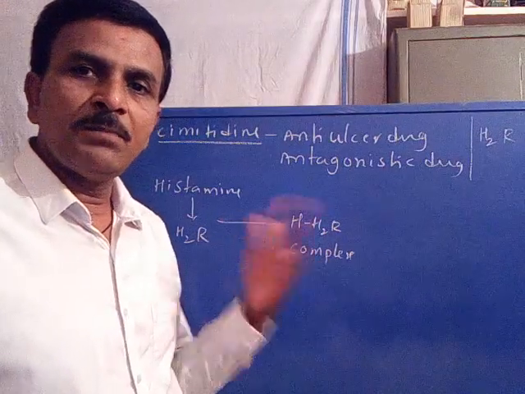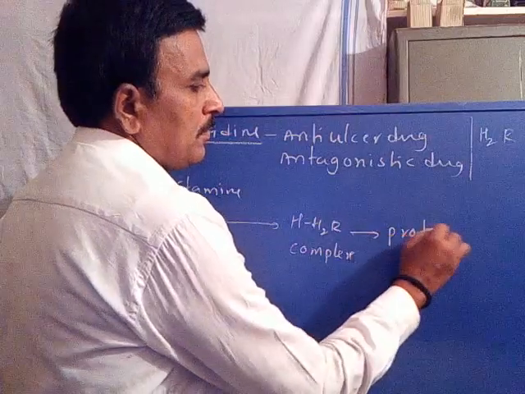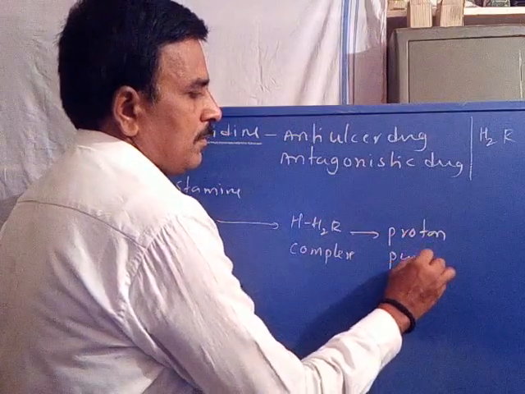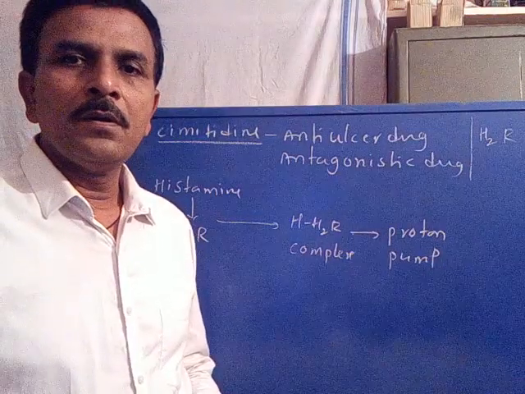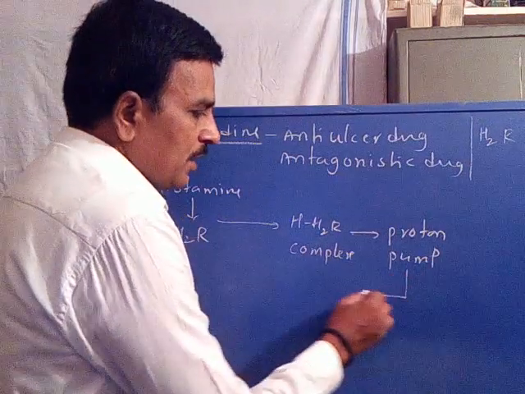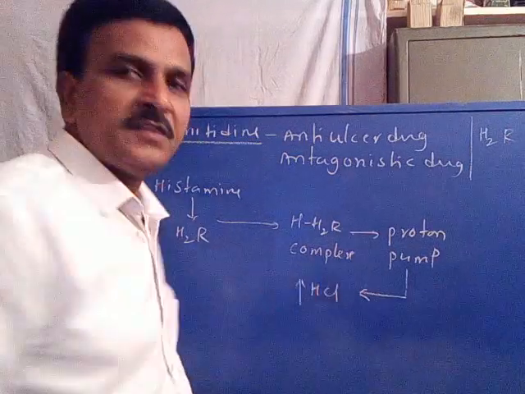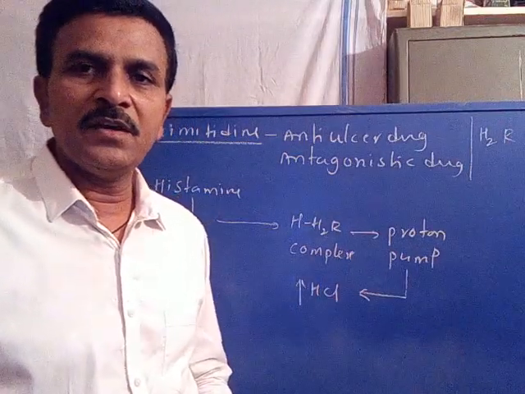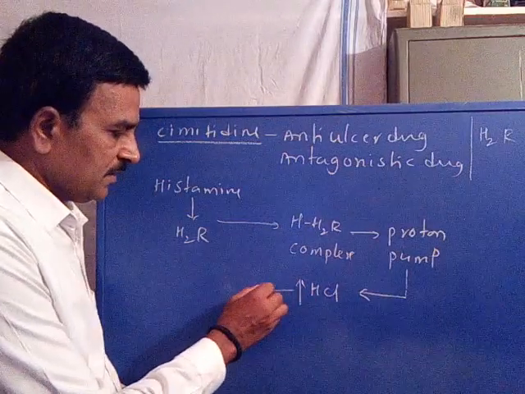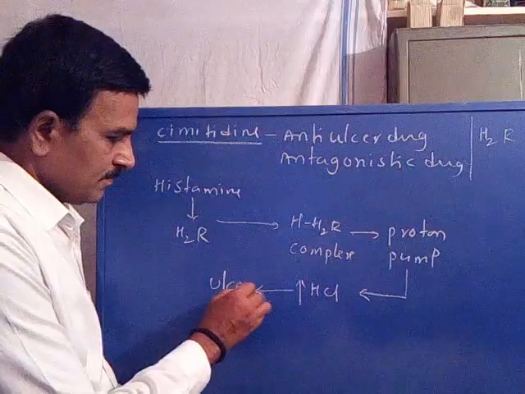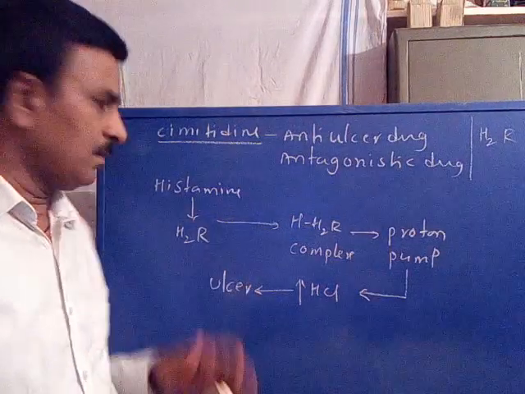When histamine interacts with the histamine 2 receptor, it forms the histamine 2 receptor complex. This complex is a promoter of the proton pump. Thereby, the proton pump secretes hydrochloric acid in excess concentration. The excess secretion of hydrochloric acid causes ulcer. So this is the biochemistry of ulcer.